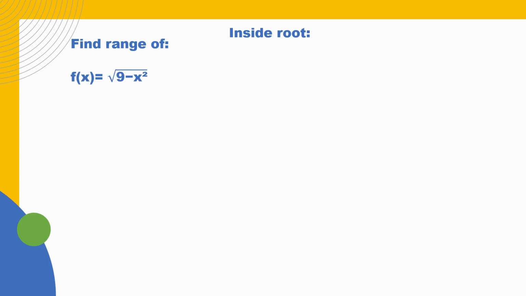First, look inside the square root. The expression inside the root must always stay greater than or equal to 0. So we write 9 minus x squared greater than or equal to 0. That gives x squared less than or equal to 9. So x lies between minus 3 and 3.